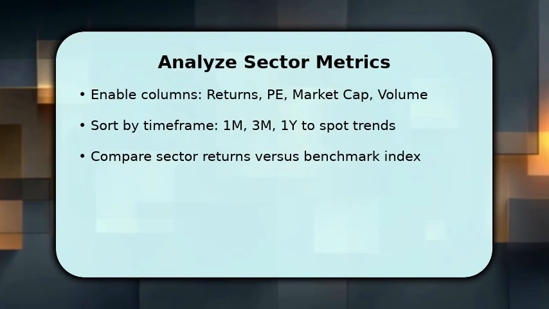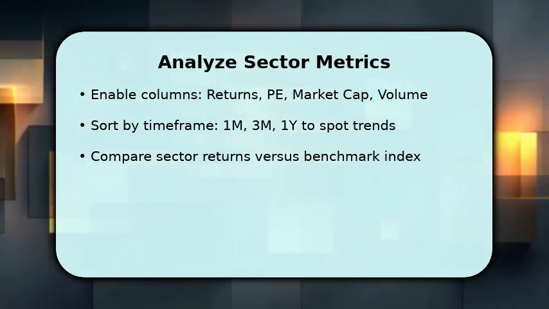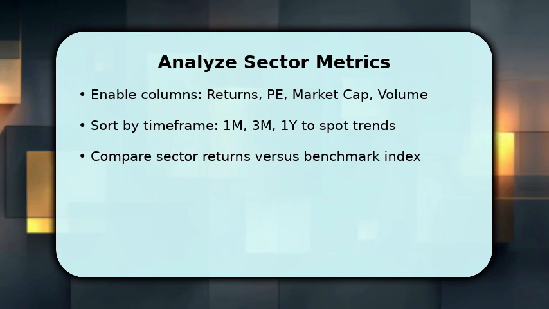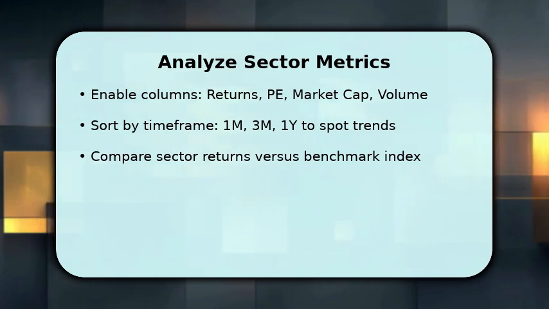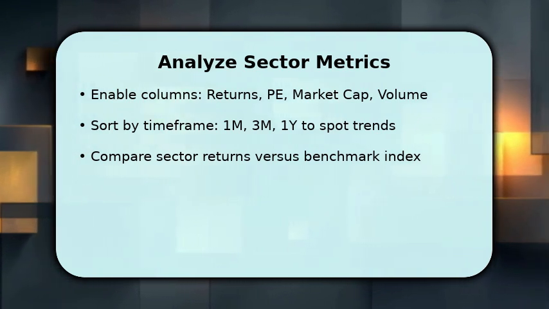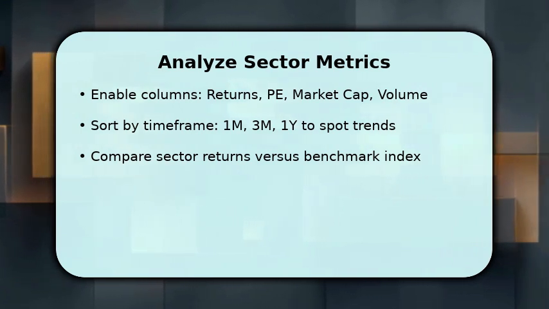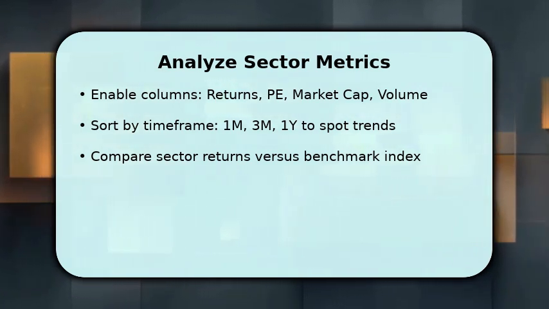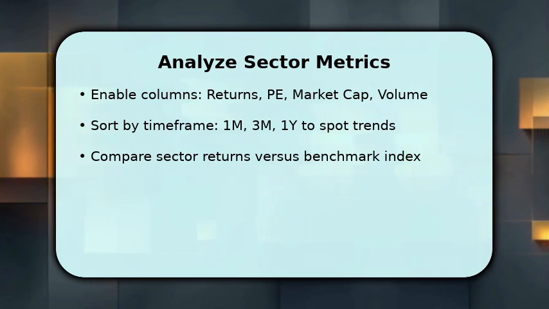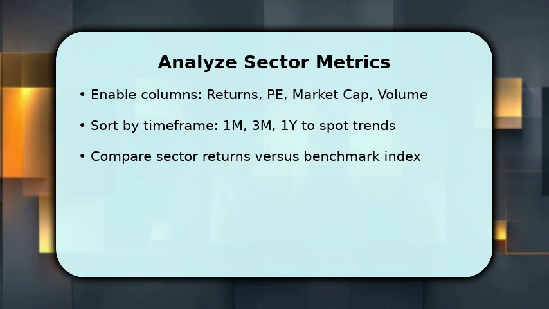Once the sectors list is visible, enable the key columns: returns, P/E, market cap, and volume, because these numbers tell the performance story. Then change the time frame, check 1 month, 3 months, and 1 year to identify momentum versus short-term noise. You should sort by the metric you care about, for example returns, so top performers rise to the top. Finally, compare each sector's returns versus the benchmark index to see relative strength.